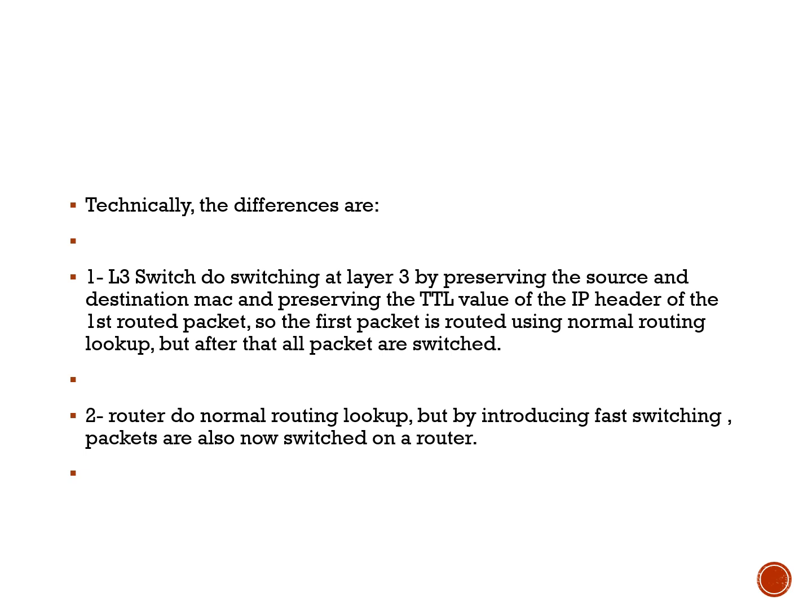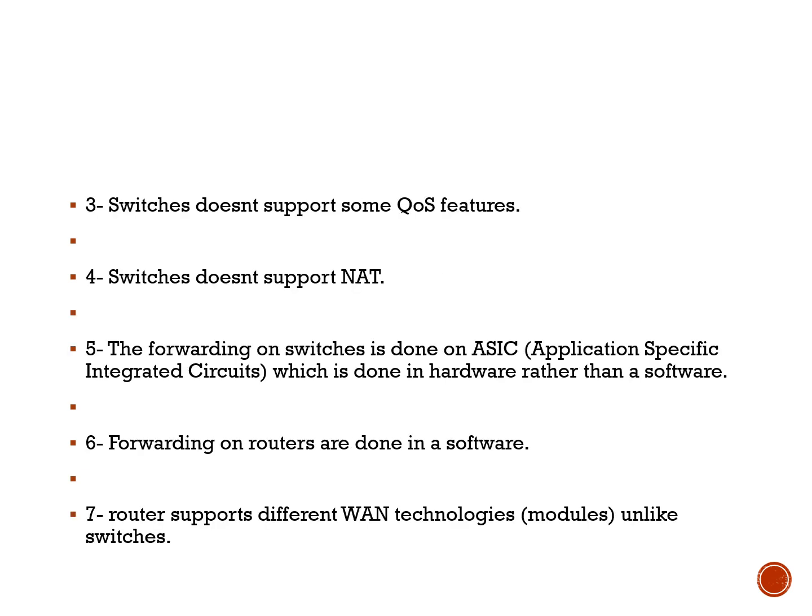L3 switches do the switching by preserving the source and destination MAC as well as the IP addresses and IP headers of the networks. Whereas routers do a normal routing lookup. But by introducing fast switching, packets are also now switched on a router. Switches do not support quality of service features. Switches do not support network address translation on the networks.